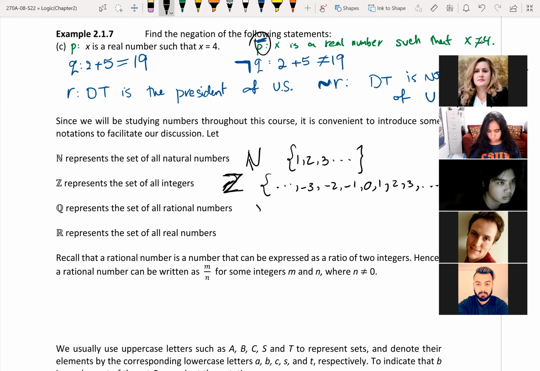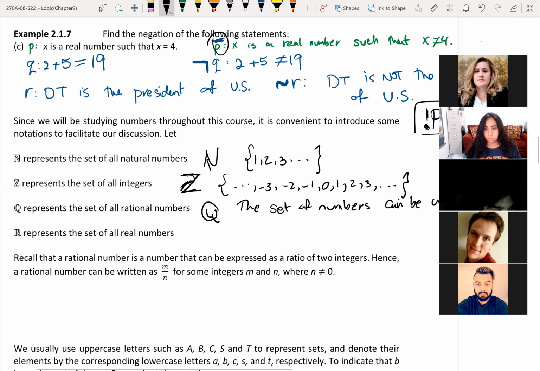For quotient, if we want to write by handwriting, we put a little line over here. So it's the set of all numbers that can be written in fraction or as a fraction. So that's quotients as fractions. The set of real numbers, if you write the R but with the little bar beside, is the set of all real numbers, okay?